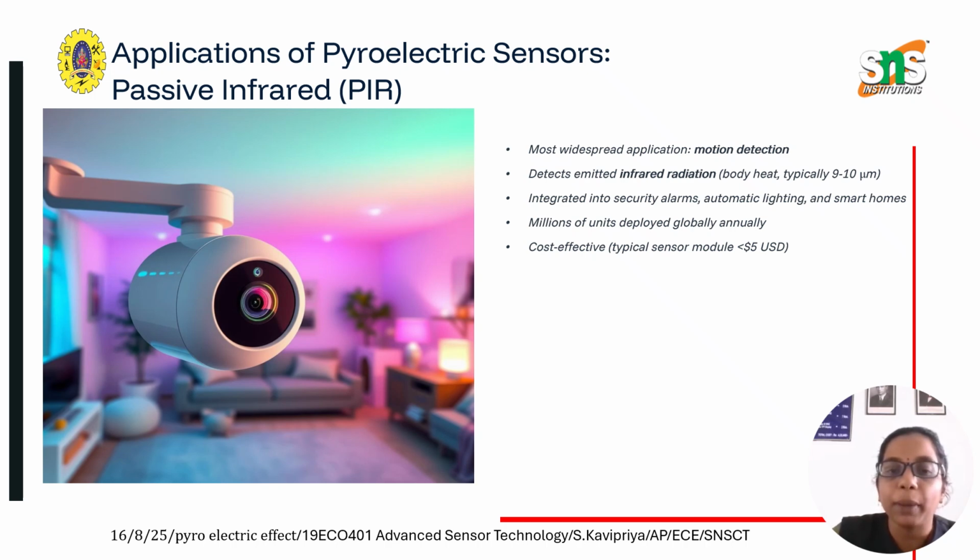The human body produces infrared radiation which can be easily detected by this passive infrared sensor, which senses it and converts it to an electrical signal. This type of sensor can be easily integrated into security alarms, automatic lighting and smartphones. One of the main advantages of this passive infrared sensor is cost effectiveness.